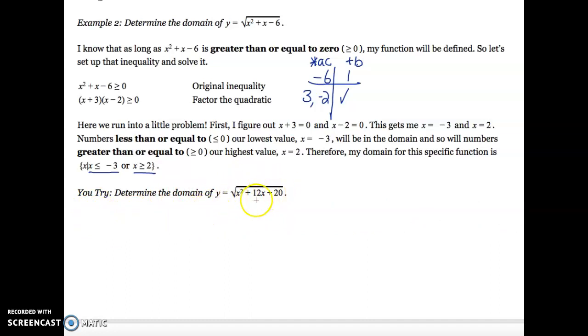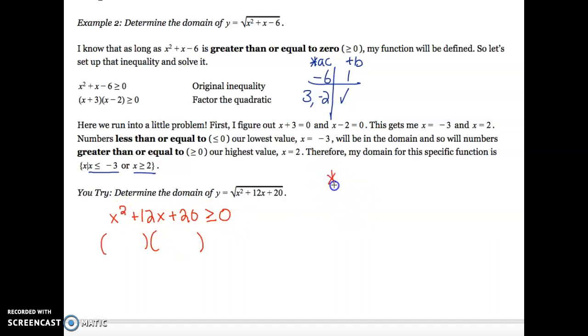So I'm going to take what's underneath my root, my x squared plus 12x plus 20, and I need to automatically make that greater than or equal to 0 because this is a radical function. Then I'm going to factor this because it's now a quadratic in my inequality that I'm trying to solve.